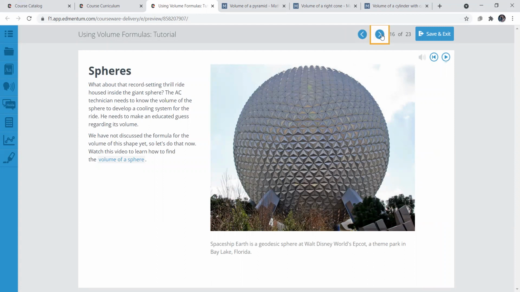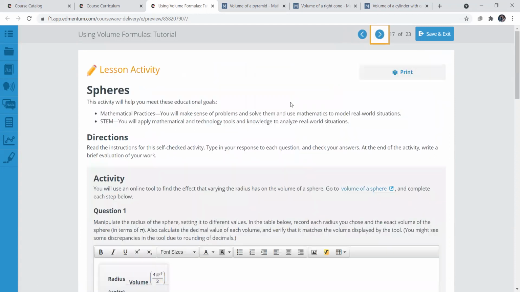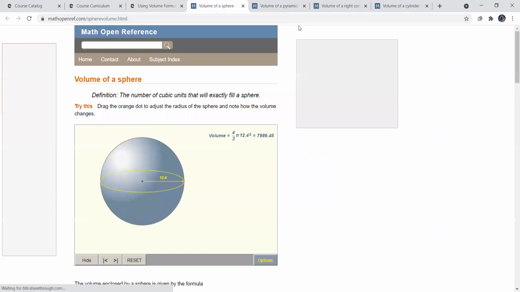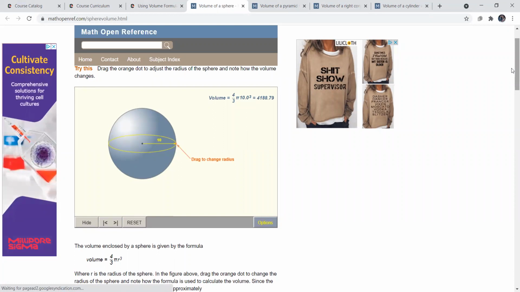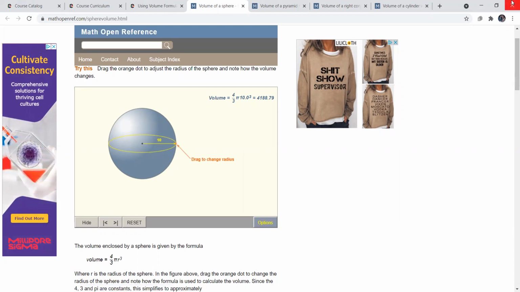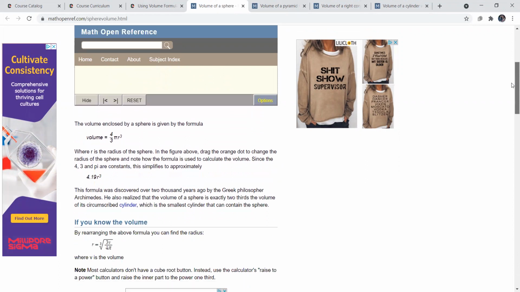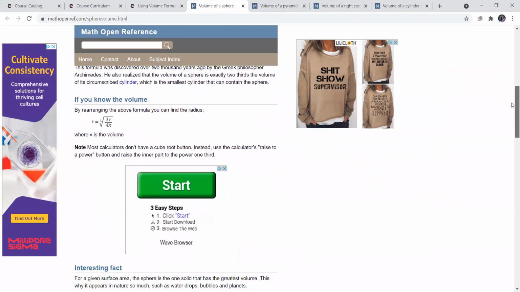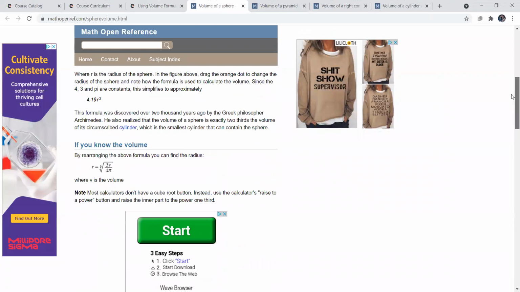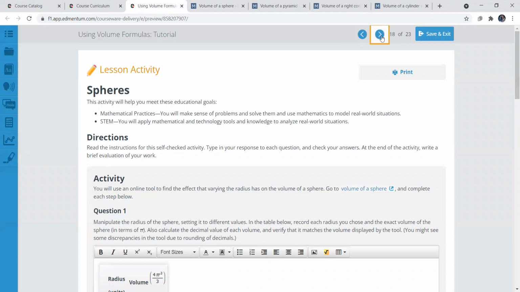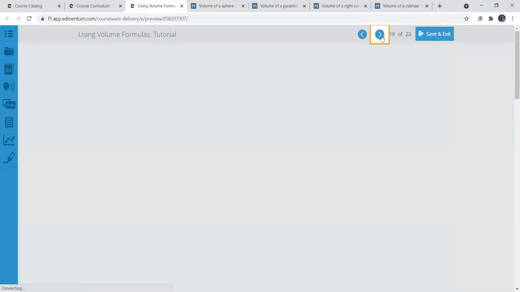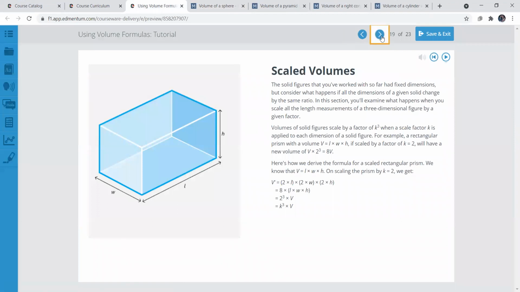Now the volume of a sphere. Let's take a look at this. Volume of a sphere. And it's 4/3 times pi times the radius to the third power, or cubed. And here's how you would calculate it. Okay. And like I said, we'll skip these questions and let you figure this out.